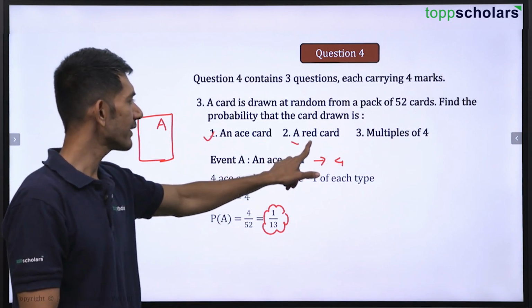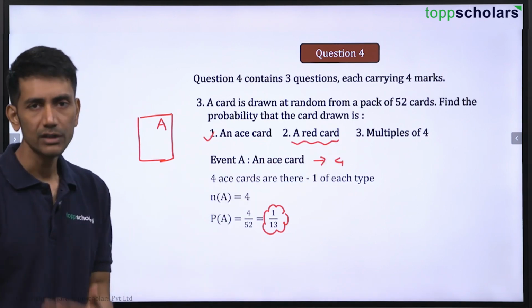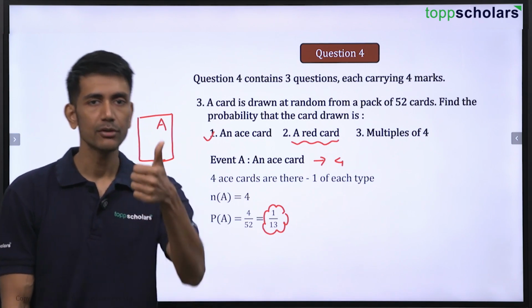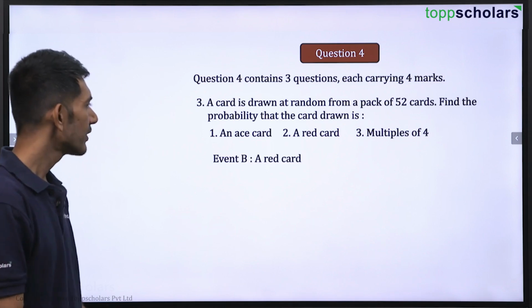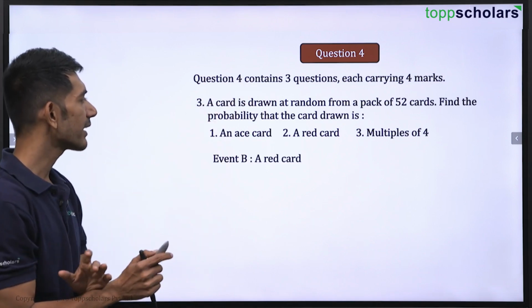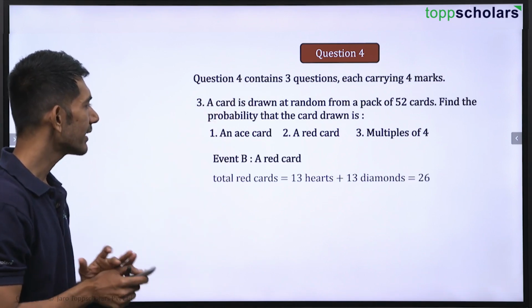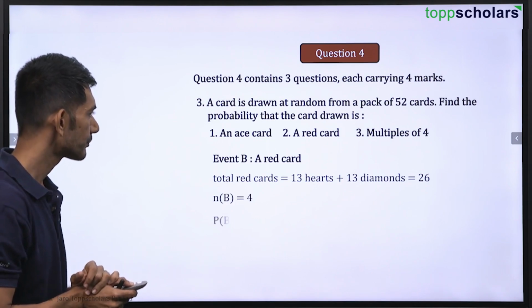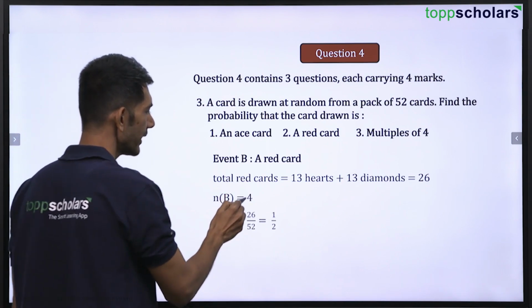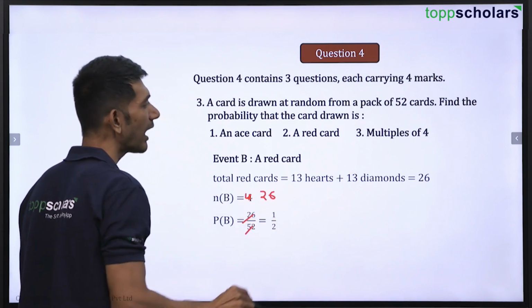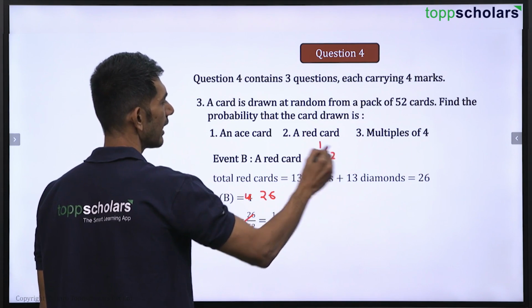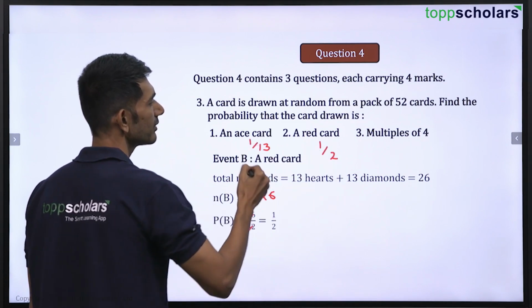Now the probability of getting a red card. Obviously 52 cards are divided into 2 types, black card and red card. So red cards are 26. So can I say B is an event of getting a red card? So the probability of getting a red card is nothing but 26 by 52, right? 26 by 52 is 1 by 2, half. So this probability is half. This is 1 by 13.